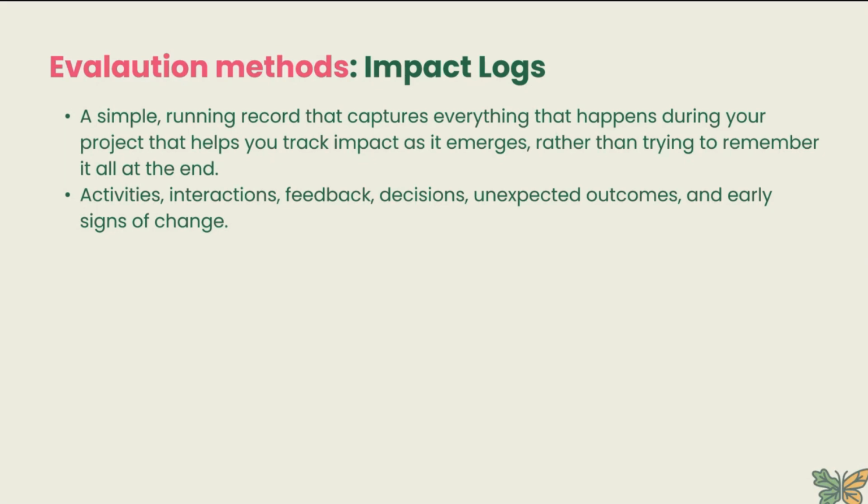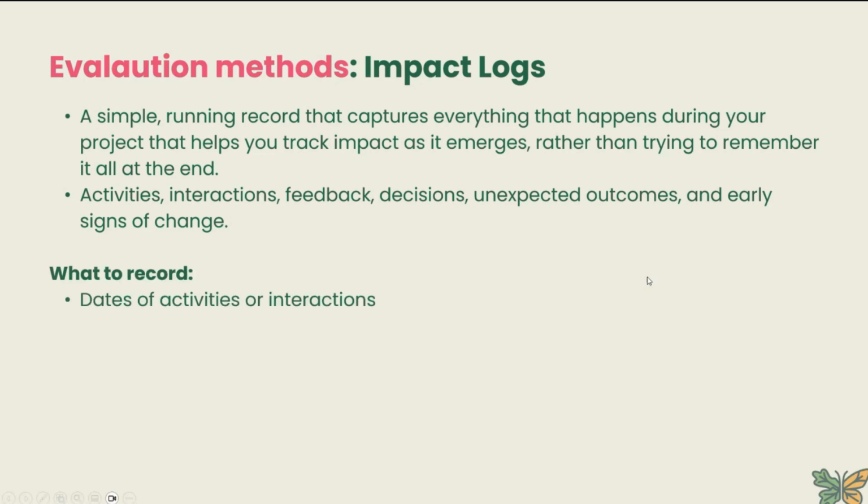So this can be activities that you actually did, interactions that you've had with people, and feedback, even if it's informal. So for example, not through a survey, but if someone just throws an offhand comment about something, you can write it down. Also decisions that have been made in the team and why they've been made, maybe some unexpected outcomes. It's really important to expect the unexpected, and any early signs of change.